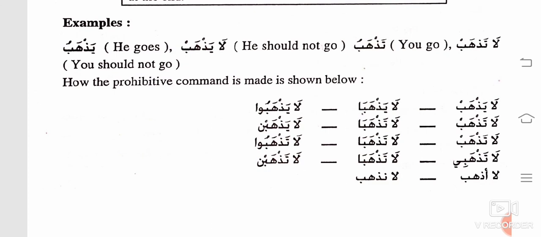These are the forms of prohibitive command. La yadhhab, la yadhhaba, la yadhhabu, la tadhhab, la tadhhaba, la yadhhabna. La tadhhab, la tadhhaba, la tadhhabu, la tadhhabi, la tadhhaba, la tadhhabna. And la adhhab, la nadhhab. La adhhab and la nadhhab are addressed to first person. La adhhab, I should not go. La nadhhab, we should not go.